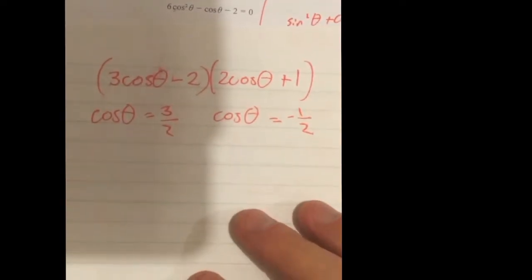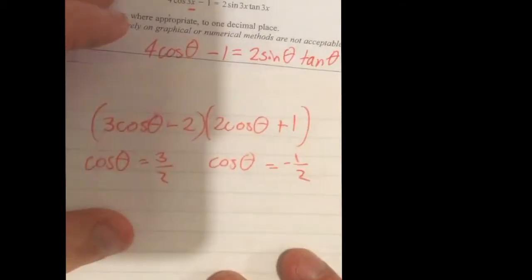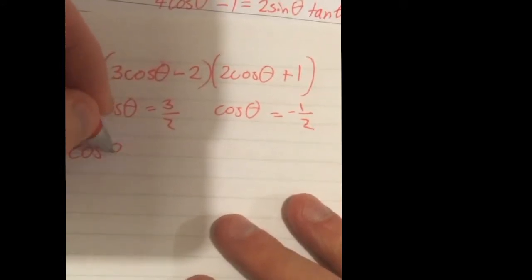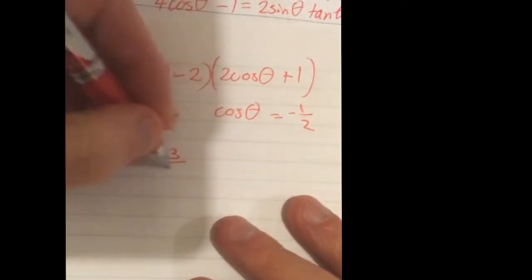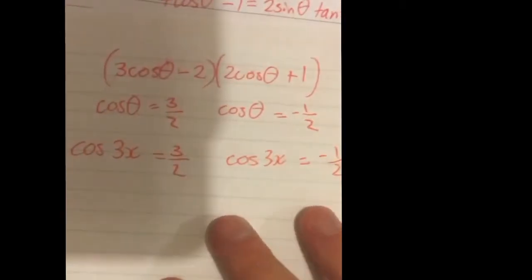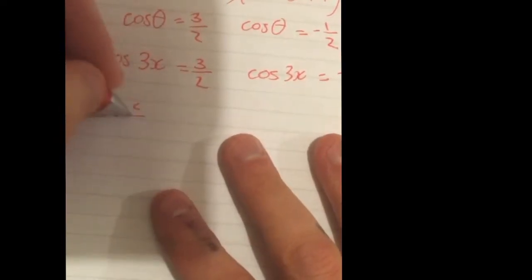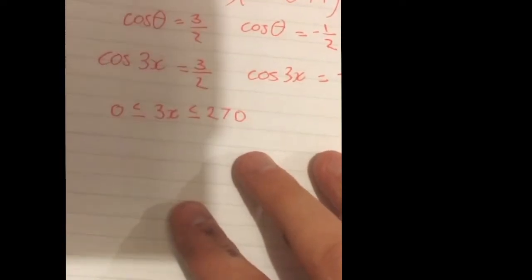So now we're going to find our principal values. First of all, we've got to stretch. So we're looking for 3x instead of x, or 3 theta instead of theta. So we can write these as cos of 3x equals 2 over 3, and cos of 3x equals minus a half. Our original limits were 0 to 90, so we're going to need to stretch those by 3. So we're going to get 3x from 0 to 270 degrees.